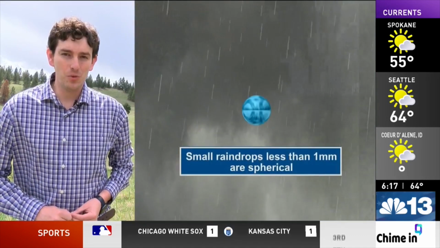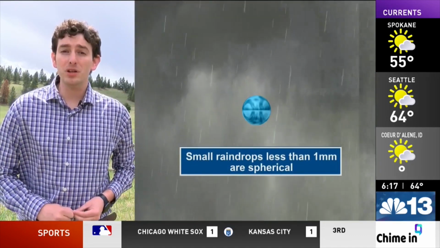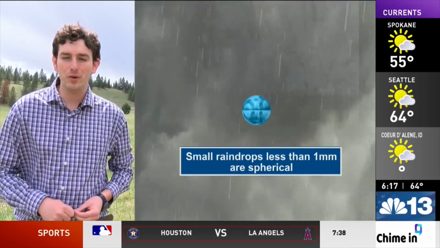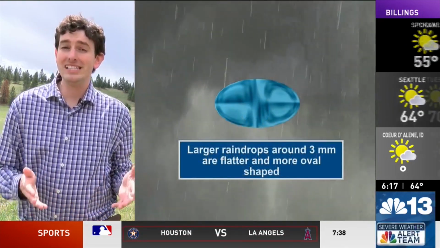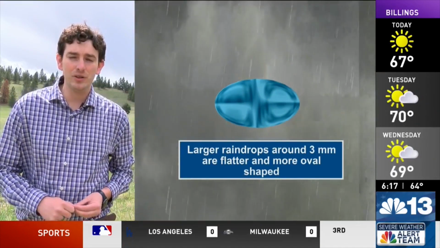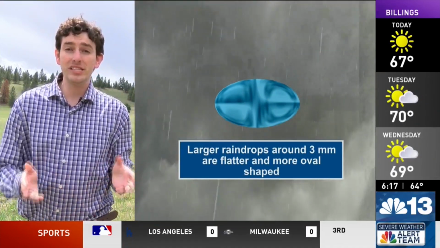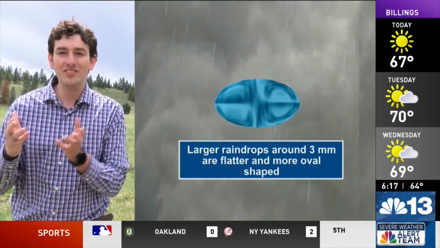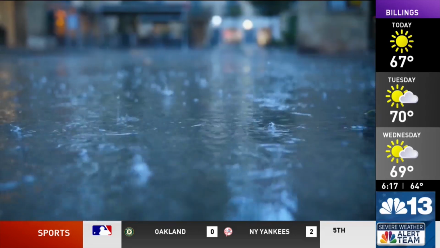Smaller raindrops, less than 1 millimeter in diameter, are often perfect spheres because the surface tension of the raindrop wins out over the pressure from below. As the raindrop increases in size, its fall velocity increases as well. This results in an increase in pressure from below, which starts to transition the shape from a sphere to more of an elongated oval, similar to a hamburger bun.